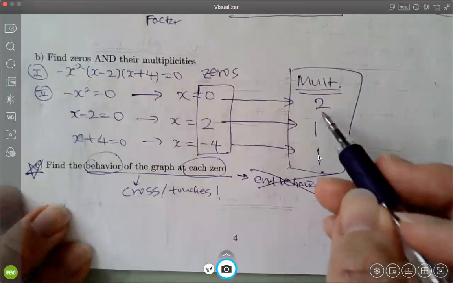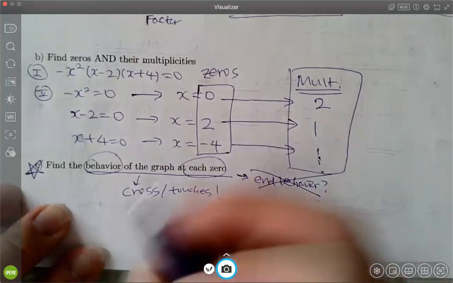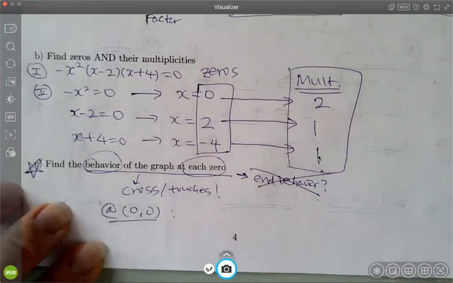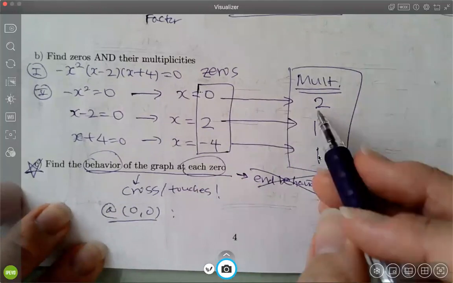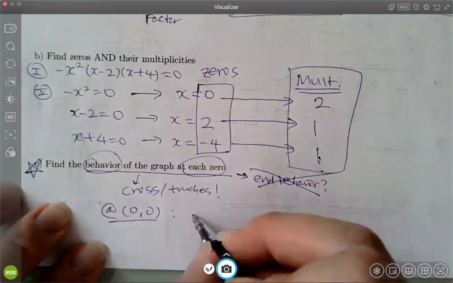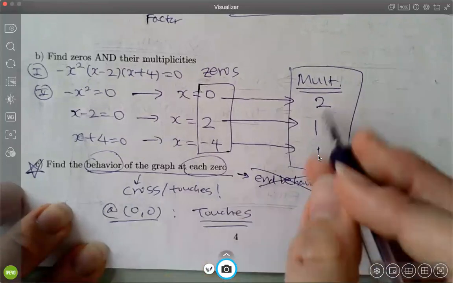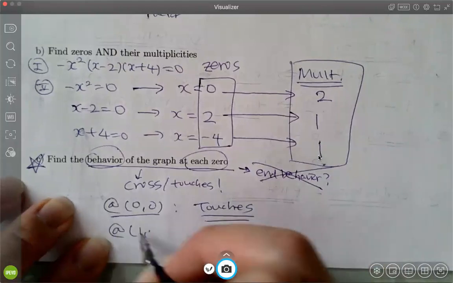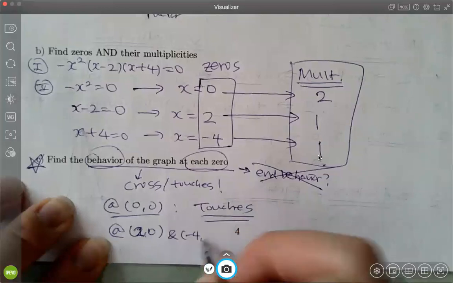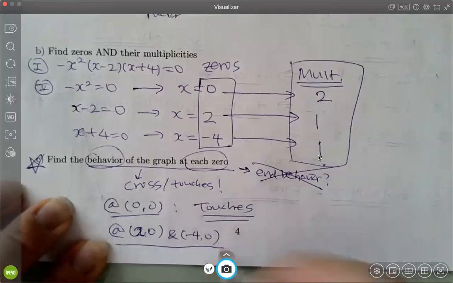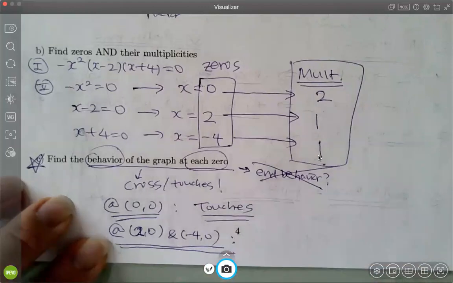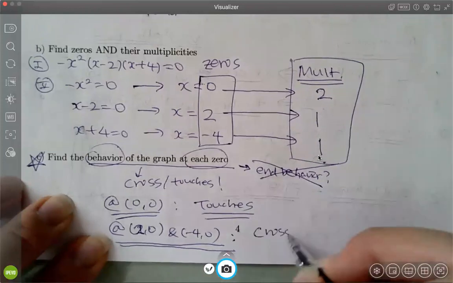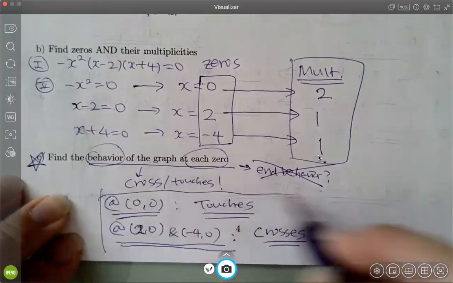At (0, 0), which is one of the x-intercepts, the graph will touch, right? Because the multiplicity is even. And then at (2, 0) and (-4, 0), at these two x-intercepts, the graph crosses, right? Because the multiplicity is odd. So that is the answer.